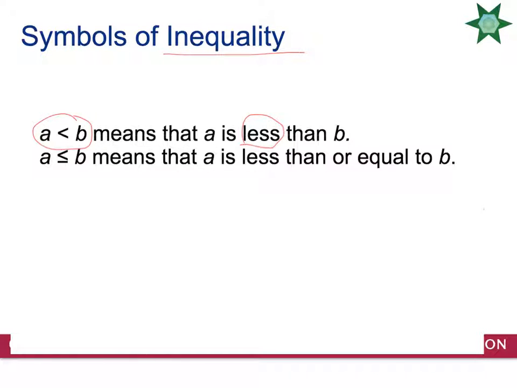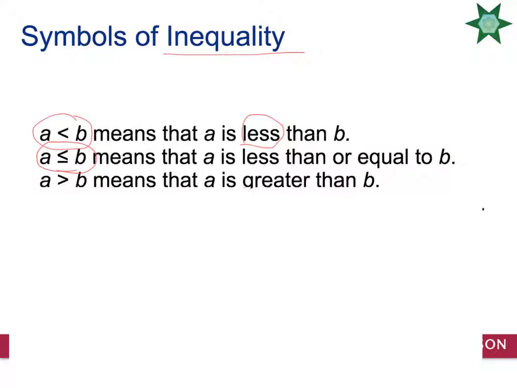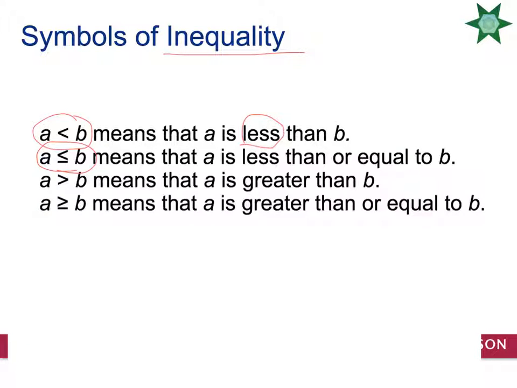Notice the only difference is they threw a line under the less than symbol. So that means the left-hand side needs to be less than the right-hand side, or the two numbers are allowed to be equal to each other. Then you have the exact opposite. You have the greater than sign, and you have the greater than or equal to sign.